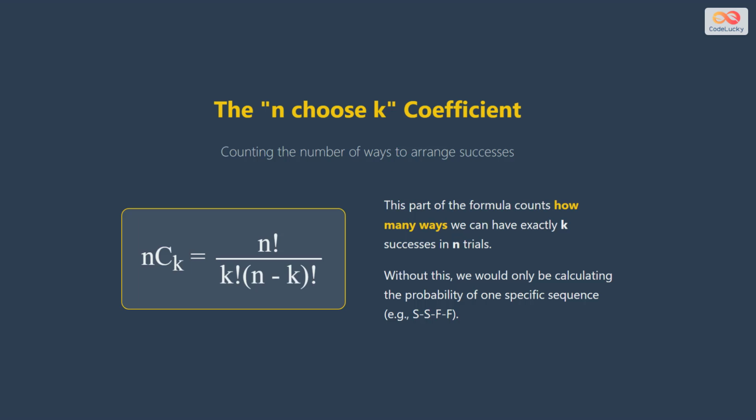The term nCk is called the binomial coefficient. It calculates how many different ways we can arrange the k successes among the n trials. For instance, getting 2 heads in 3 flips could happen as head-head-tail, head-tail-head, or tail-head-head. This term ensures we count all those possibilities.